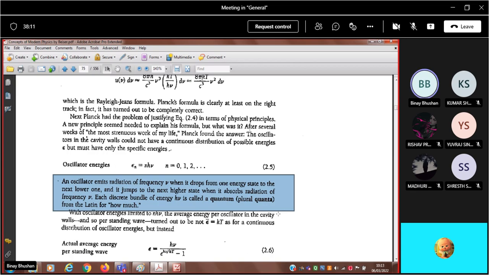So this is page number 75 of Weiser book. So there are two assumptions. One, what will be the possible energies? And the second, how the energy will be absorbed or emitted.